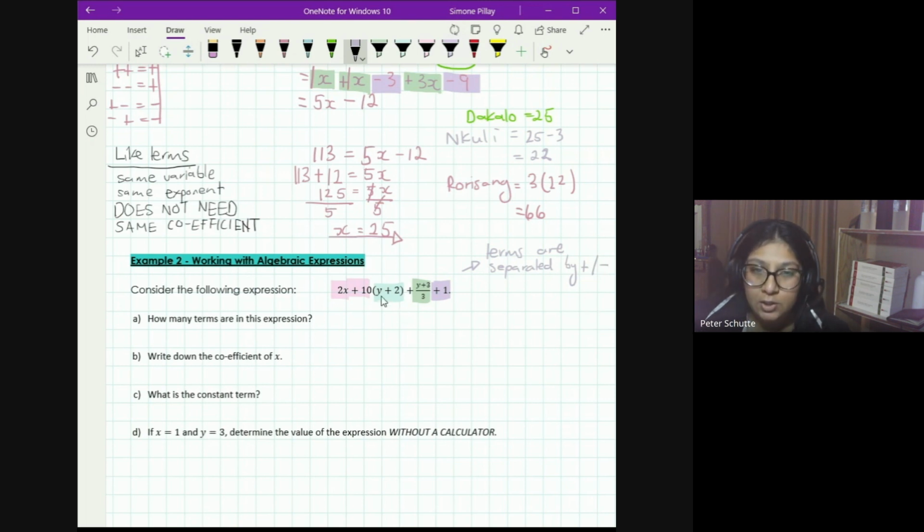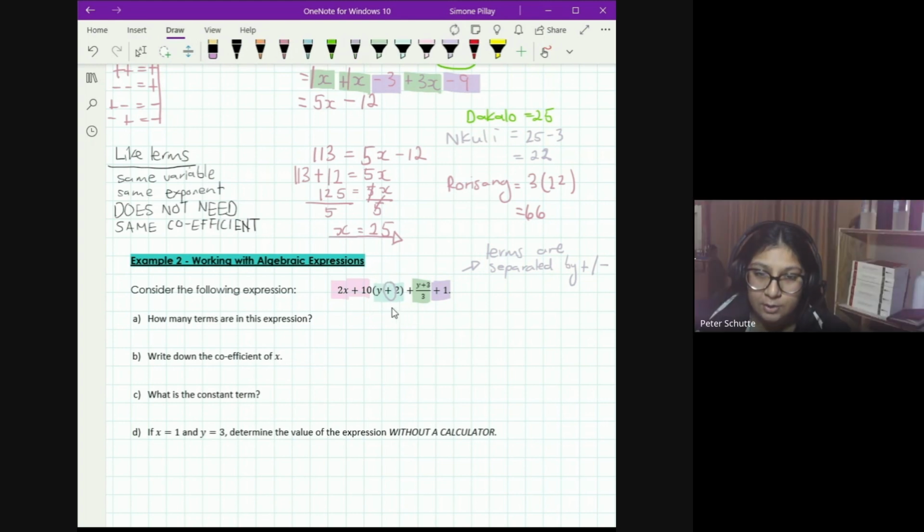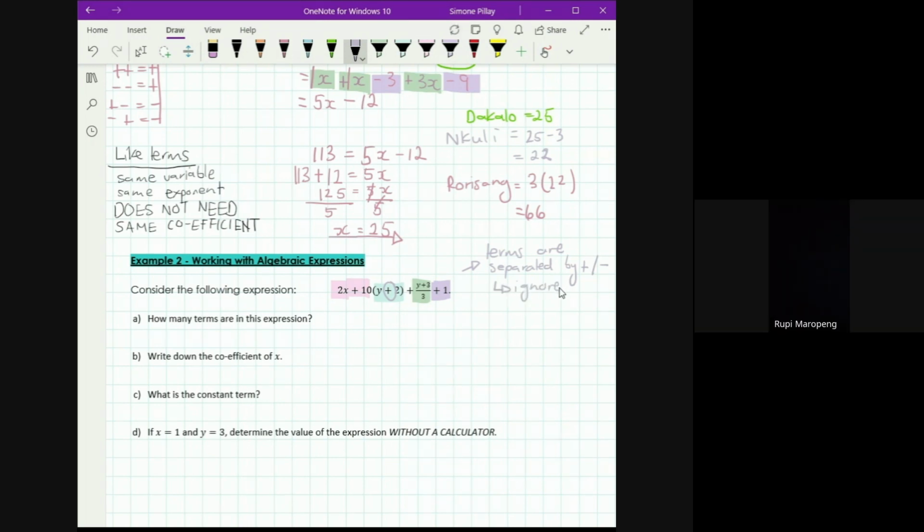So Rory-san, why did you say y plus 2 was one term when there's a plus over here? You told me that y plus 2 was one term. That's correct. But why is it one term when there's a plus in the middle there? Ma'am, I think it's because of the brackets.